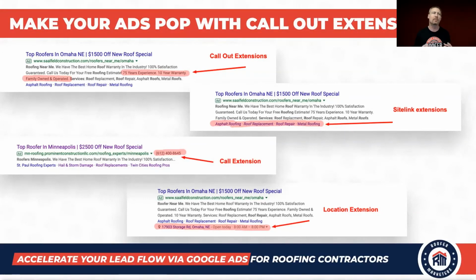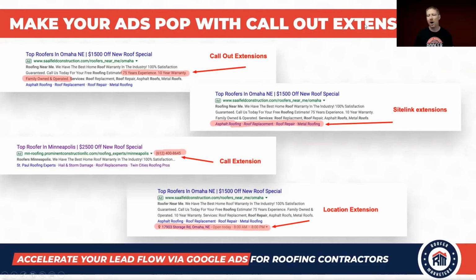So when people type in things like roofer, roofing company, roofing contractor, it's a more general term. They may be looking for a roof replacement. They may be looking for roof repair. They may be looking for metal. They may be looking for asphalt shingle. So you can use these extensions on your ads because it's a little bit of a broader term, and you don't know exactly what they're looking for. They didn't type in metal roofing company near me. You can use these sitelink extensions to encourage them to click on what they are actually looking for.